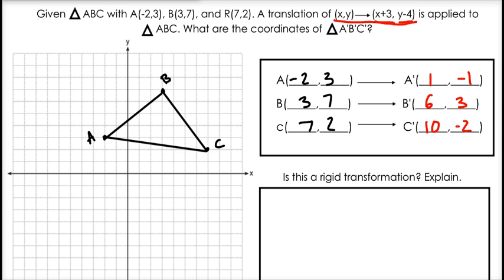Now, let's move on to our next triangle. This is the image. So A prime is at 1, -1. B prime is at 6, 3. 1, 2, 3, 4, 5, 6. 1, 2, 3. And C prime is at 10, which is all the way over here, -2. All right, we're going to connect up our triangle, make it look all pretty.